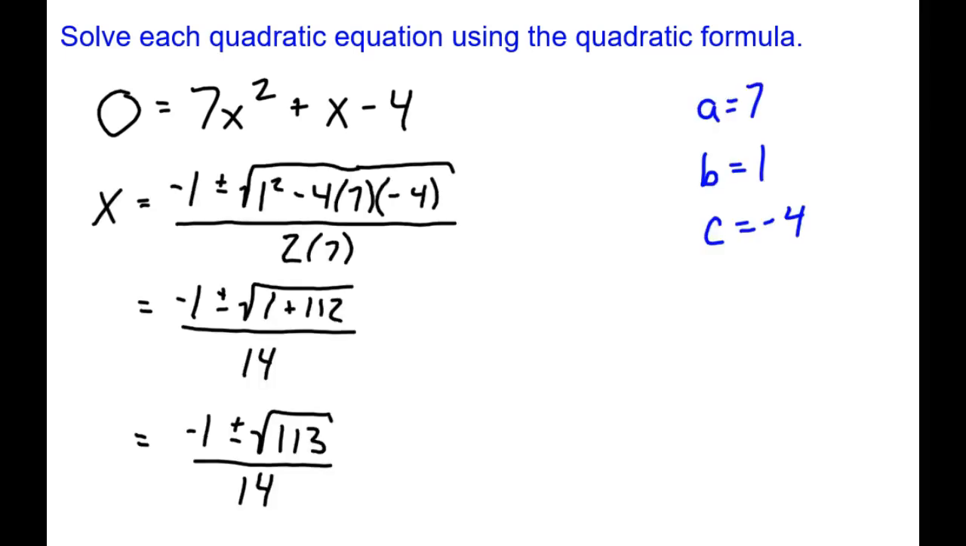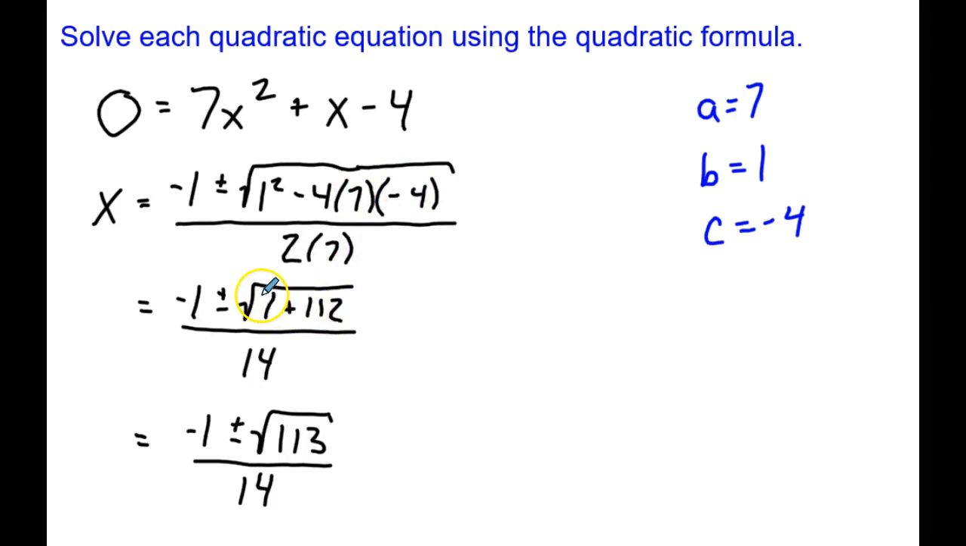So in this problem, the a value is 7, the b value is 1, and the c value is negative 4. Plugging those into the formula, you should get x equals negative 1 plus or minus the square root of 1 squared minus 4 times 7 times negative 4, all divided by 2 times 7. Then if you simplify what's underneath the radical, negative 4 times 7 times negative 4 is a positive 112.